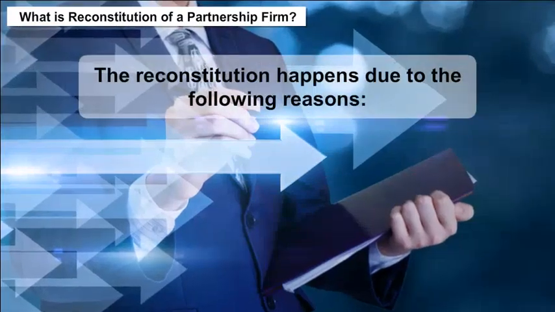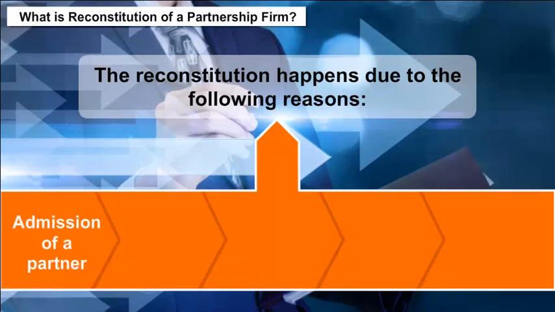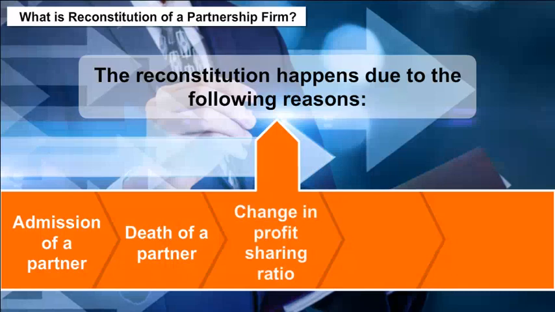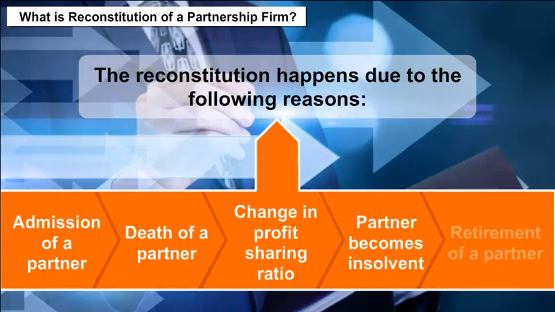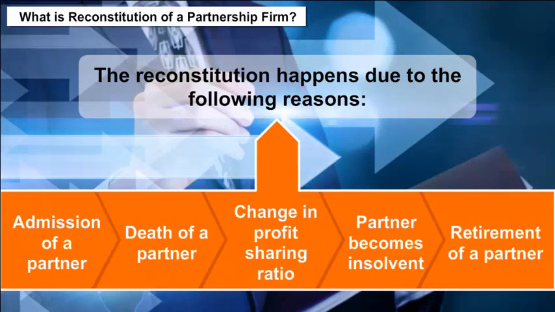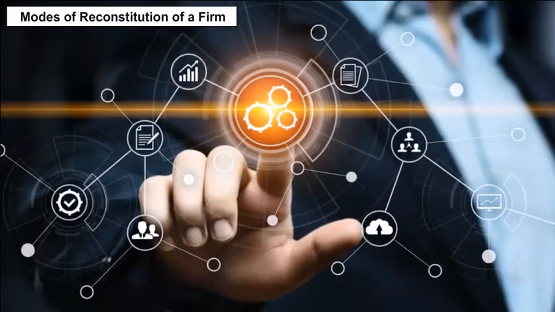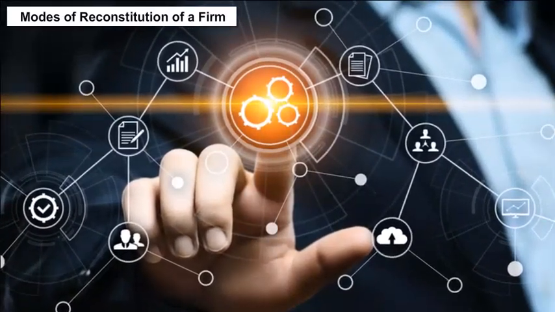The reconstitution happens due to the following reasons like admission of a partner, death of a partner, change in profit sharing ratio, a partner becomes insolvent or retirement of a partner, etc. Modes of reconstitution of a firm. The reconstitution of the firm happens in many ways.